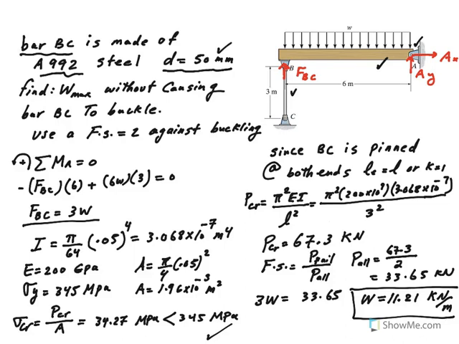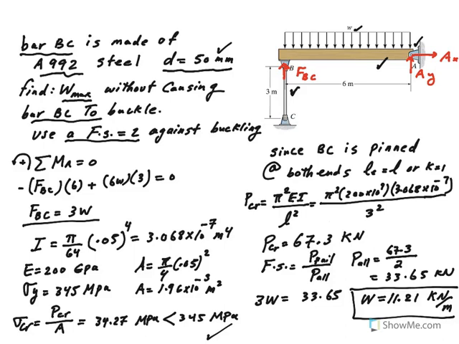See this load here, the intensity of the load is unknown. We want to find the maximum intensity of the load in newtons per meter without causing bar BC, or this strut BC, to buckle. And we want to use a factor of safety of 2 against buckling. So we want to be safe. In a way, we want to reduce the weight of this beam and be safe.